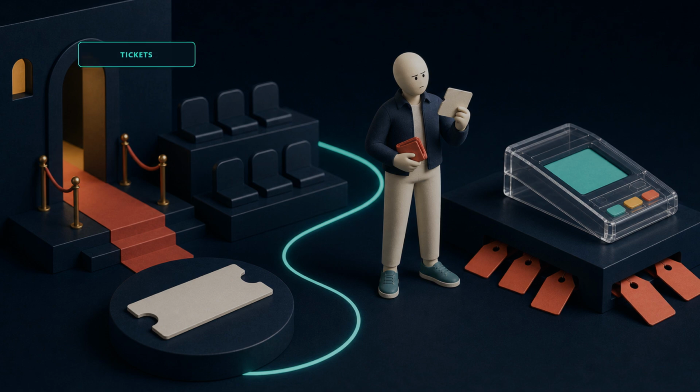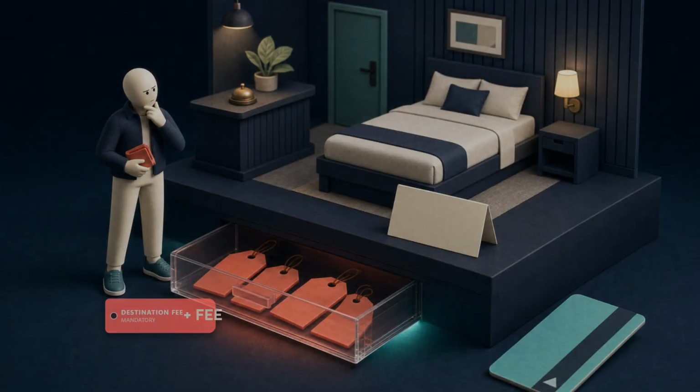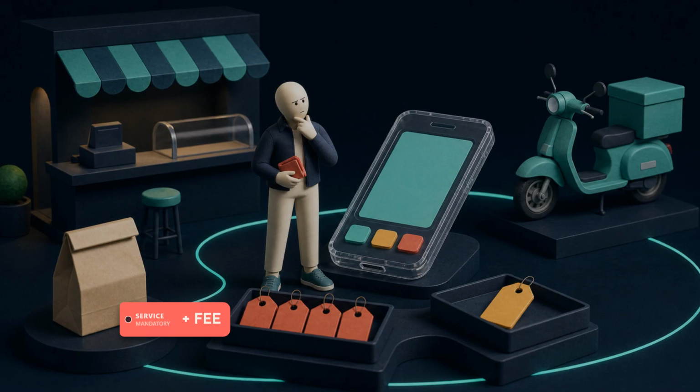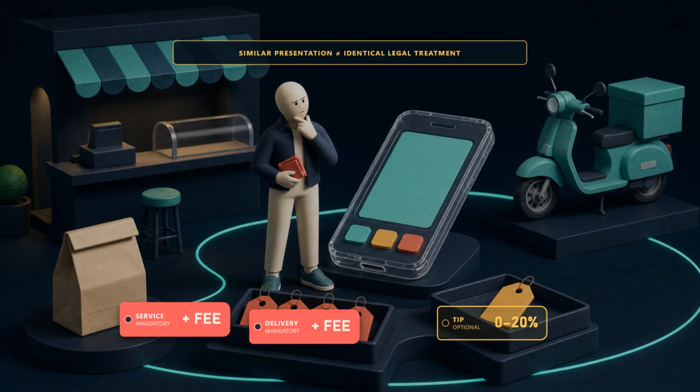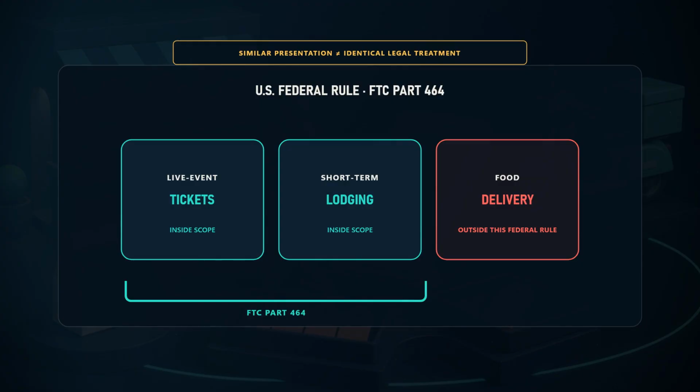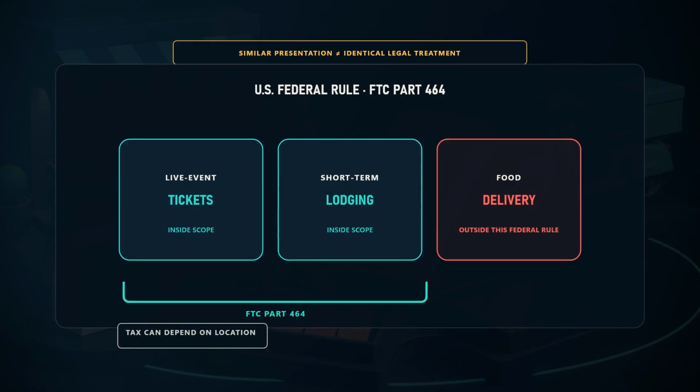The choreography appears in several familiar places. A ticket platform can lead with the seat price and reveal mandatory service charges later. A hotel listing can look competitive until a required resort or destination fee joins the bill. Similar price layering can appear in food delivery, where service, delivery, small order charges, tax, and an optional tip may surround the same meal. These examples are not legally identical, and the federal rule we are about to discuss does not cover delivery orders. They can fall under different laws and sector-specific rules.